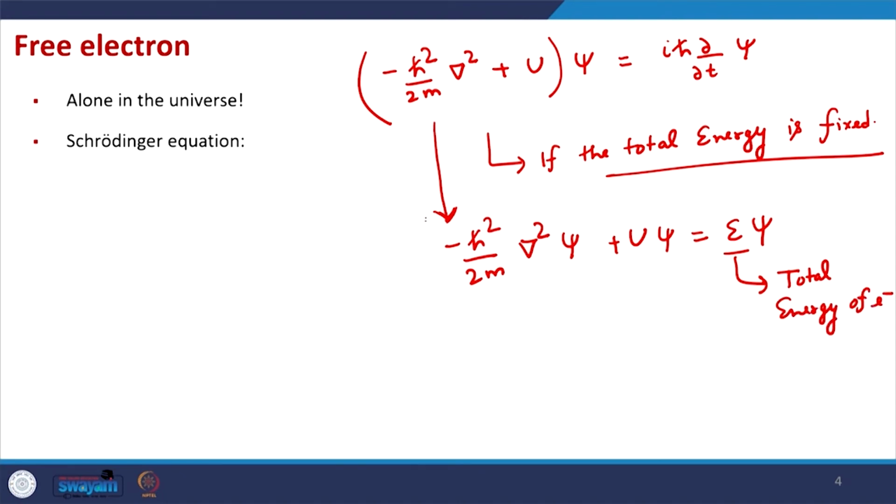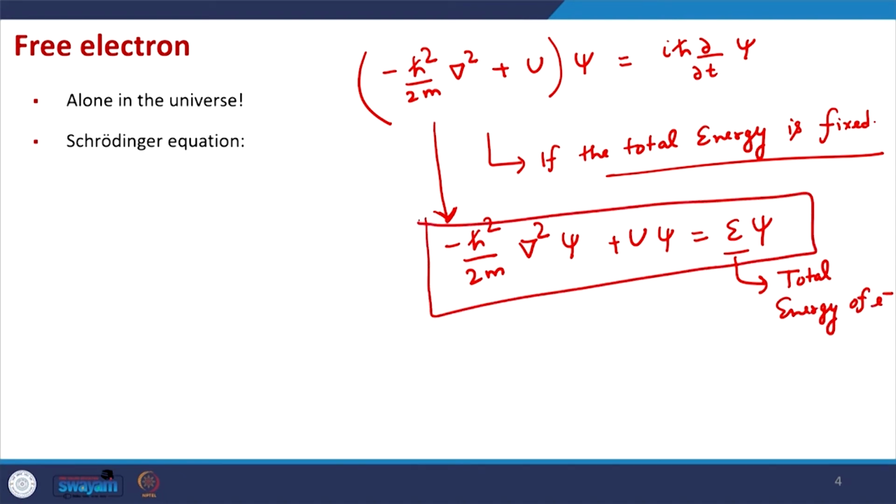So, in the case of a free electron, the total energy of the electron is fixed, and in fact the potential energy is also 0. In this case, by solving the time independent Schrodinger equation, we can completely deduce the electronic wave function. This transformation from the time dependent to the time independent Schrodinger equation is a simple derivation. I would recommend all of you to go back and please do this after the class.